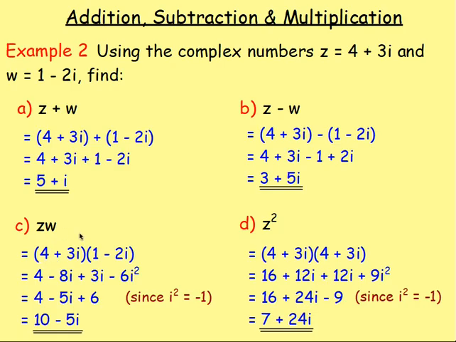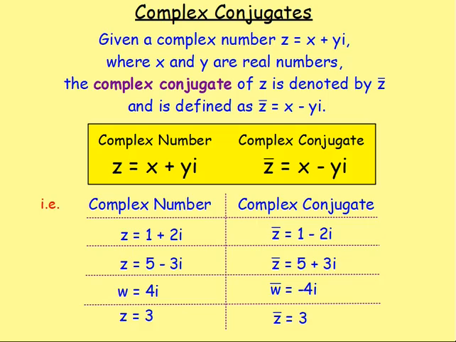So multiply the brackets: 4 times 1, 4 times negative 2i, 3i times 1, and 3i times negative 2i. But remember, because you would end up with negative 6i squared there, i squared is negative 1. So you can replace i squared with negative 1 and then go on. And it would be the same with this one.